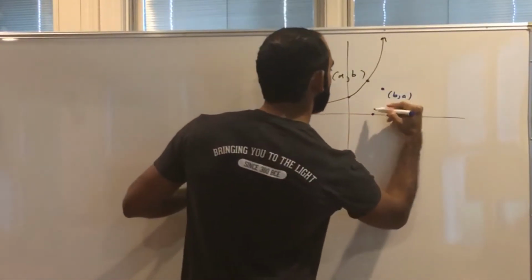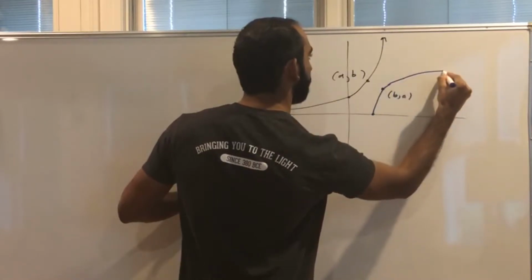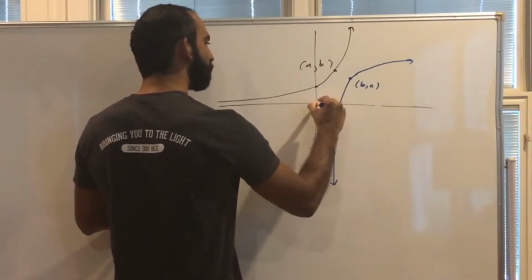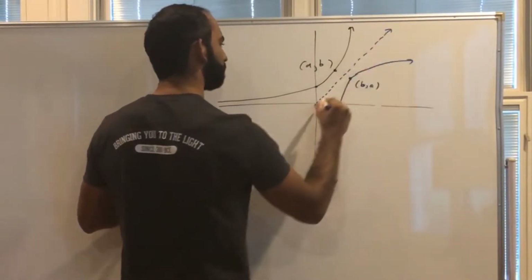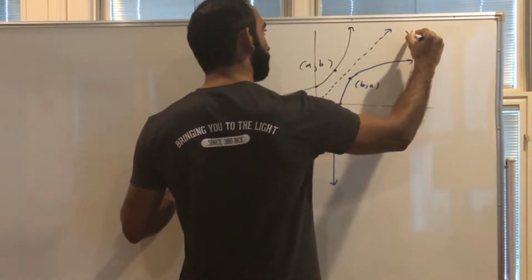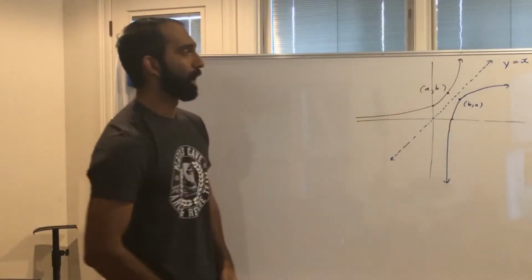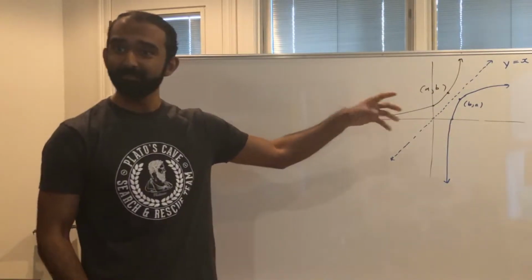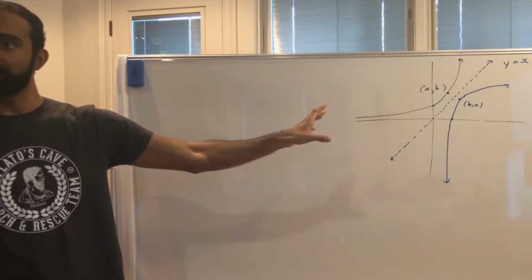and because this is a symmetrical process, what is the equation of the line of symmetry between these two? y equals x. Yes, sir, y equals x. So anytime you have an original graph, or any kind of graph, to find the inverse of that graph, you just reflect it across the line y equals x.